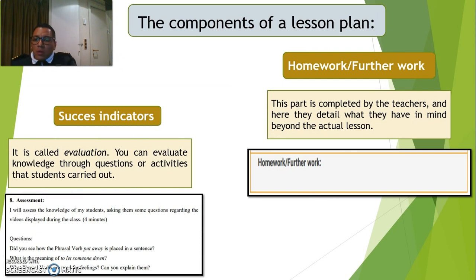Success indicator. Okay, another component of a lesson plan. It is called evaluation. Okay, you can evaluate your student by asking some questions or activities that they complete during their class. Okay, in my real picture, I wrote the main question that I asked my student. The answers were very good. I didn't have problems with them.